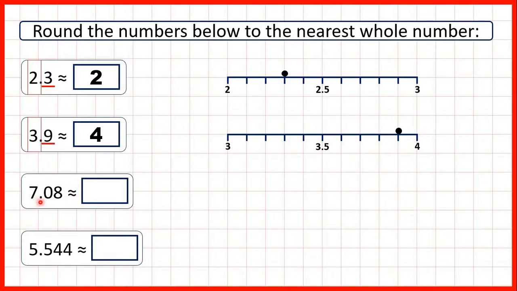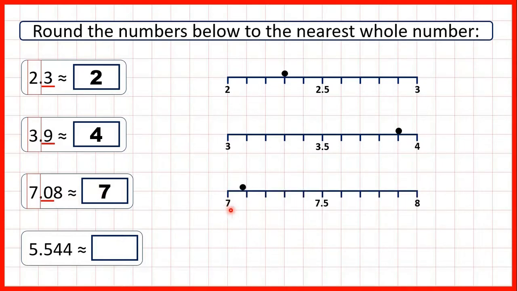Now we have 7.08. This time there are 2 digits after the decimal point, but that doesn't matter. We do the same thing. We find our ones digit and we look to our tenths, and it doesn't matter what comes after the tenths digit, because to decide whether we round up or down, we only look to the place value to the right, so to the tenths. Now we have a 0, which means we're rounding down, so the 7 stays the same, so 7.08 to the nearest whole number is 7.